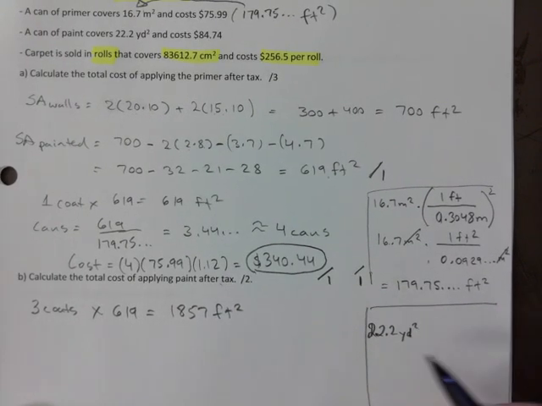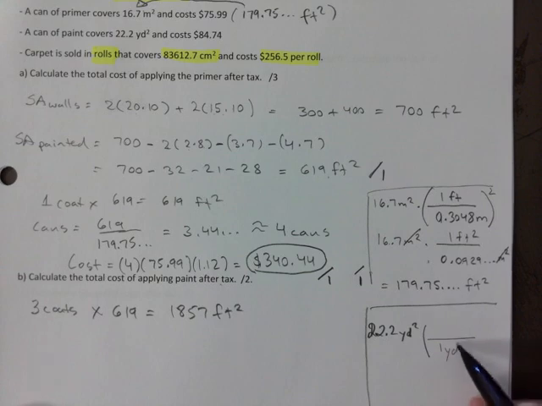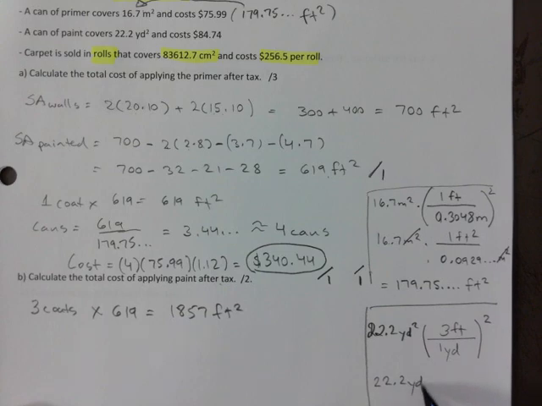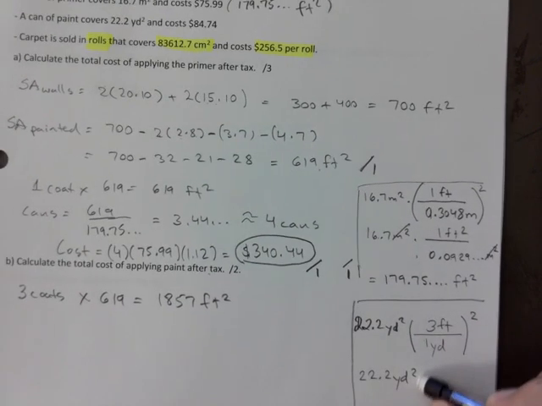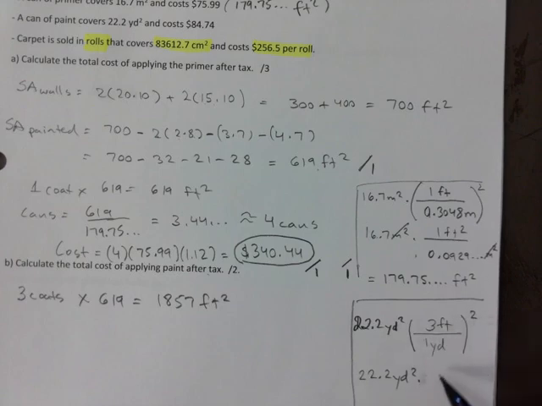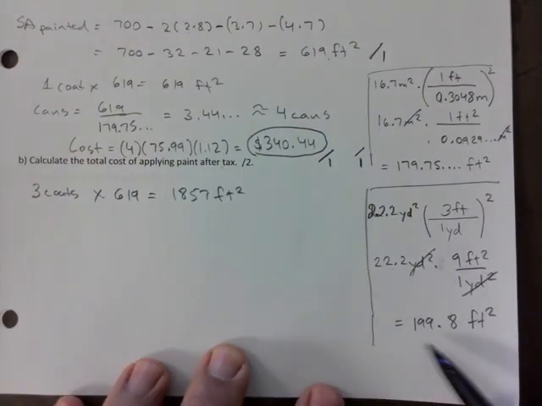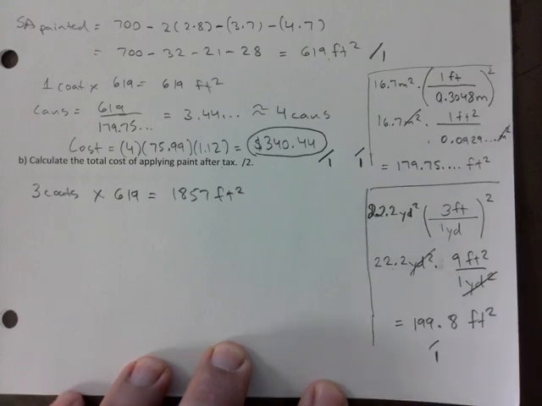22.2 square yards, and I will use 1 yard has 3 feet, okay? I will square it, so that is the equivalent of, sorry, not equals, times 3 squared is 9, so it's 9 square feet, and this would be 1 square yard. Cancel, cancel, so it's really 22.2 times 9, which ends up being 199.8 exactly square feet. Sorry, I'm off script here. So you get a mark for this conversion for sure.